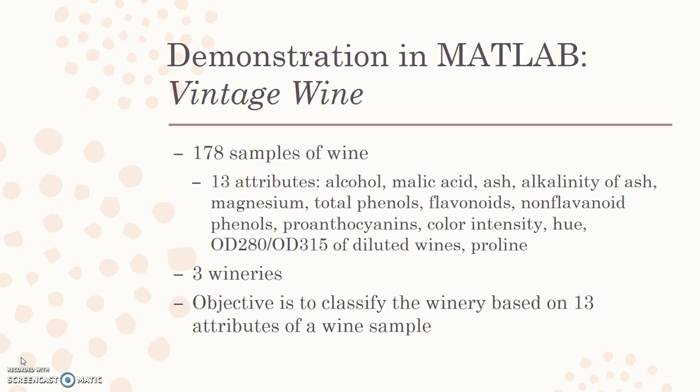Alright, so now we will do a demonstration of MATLAB, and I'll just quickly go over it. The topic of this would be vintage wine, and this is a pattern recognition application of the neural network. In the data set, there are 178 samples of wine, and they all come from 3 wineries in Italy. The objective is to classify the wine to a winery based on 13 attributes. Some of the attributes are listed there: alcohol, malic acid, color intensity, hue, and so we'll see if it works.